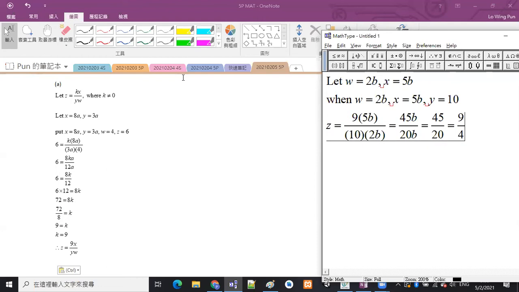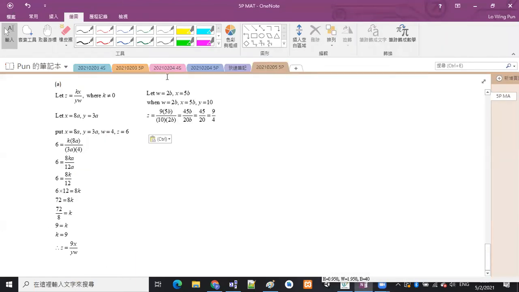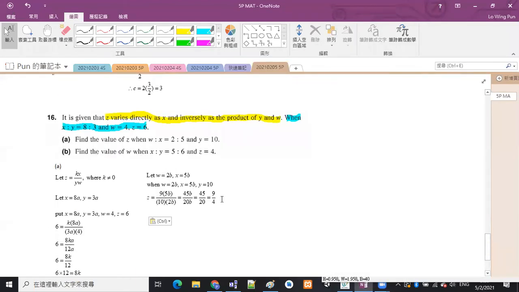係嘛？係咪先？9 over 4, 2.25 係啦，兩個得，份數又得，小數都得。So that is the answer of Z. Okay, find the value of Z, and the value of Z is 9 over 4 in part A.